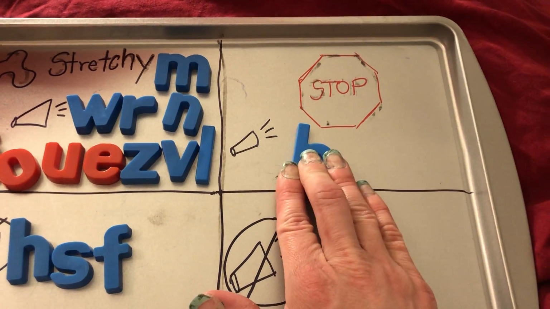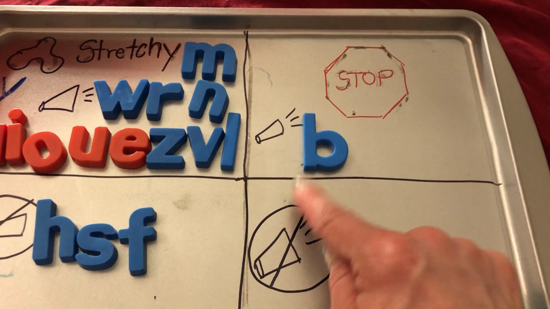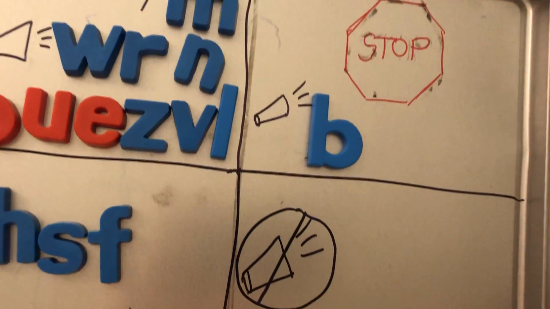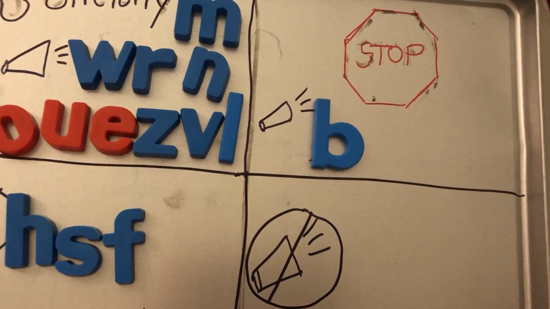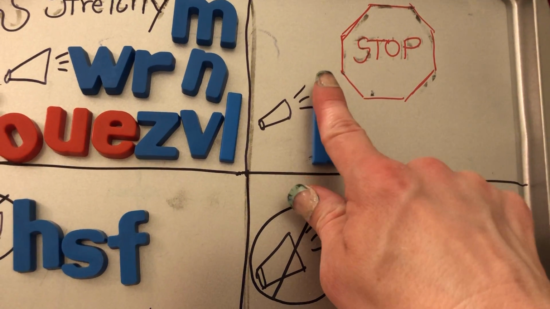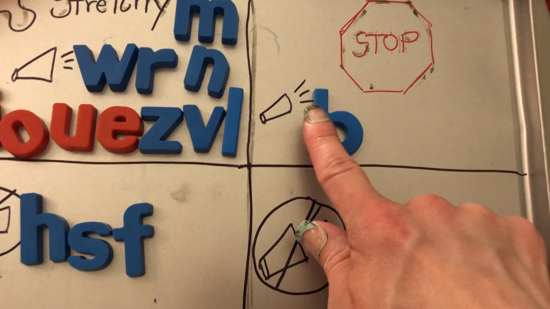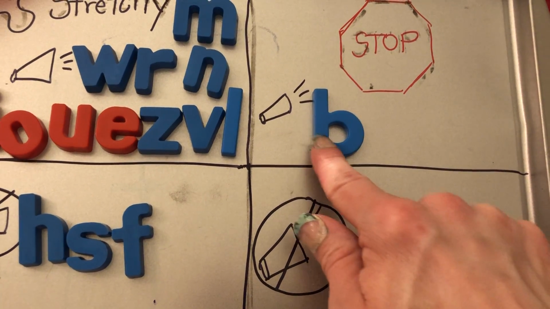Okay, so B is definitely 100% a stopper and a voice on. B. One more time, do the sound with me. B. Very good. Now let's put our magic finger in the air. This time we're going to trace our tall line straight down for B. Then we're going to come up and do the ball-shaped part.